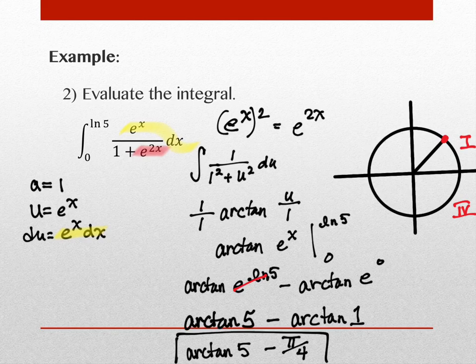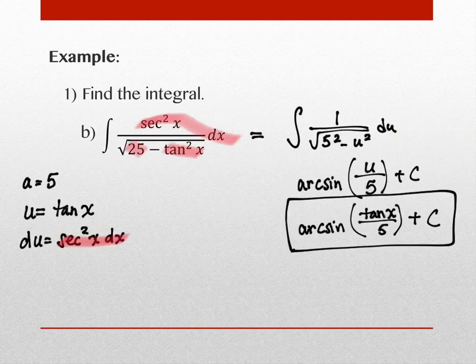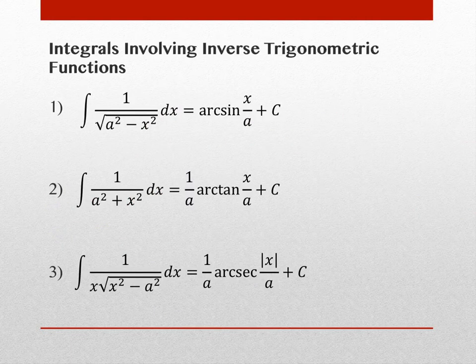All right, last one, and it gives us some directions on how we're going to process through this. It says complete the square if necessary, right? It will be necessary. That's why I chose this particular problem. So let's take a look. If you look at that denominator, I do have a square root in it. So it's going to match either 1 or 3.